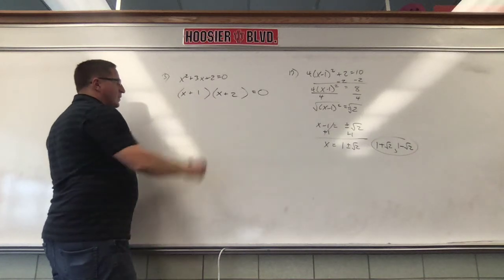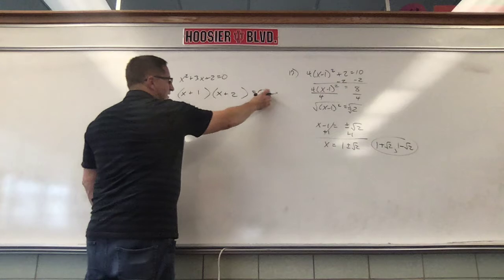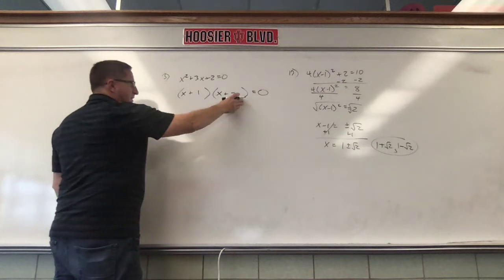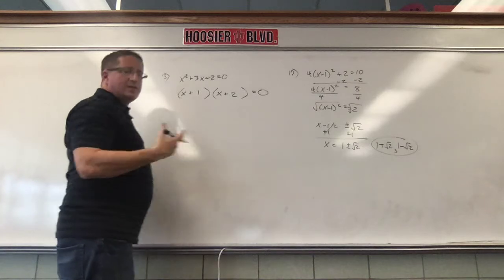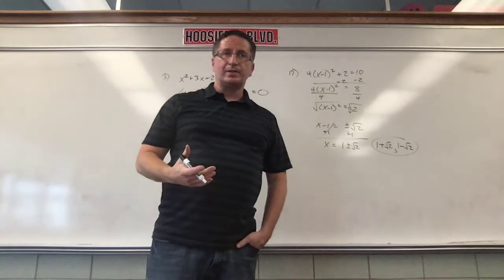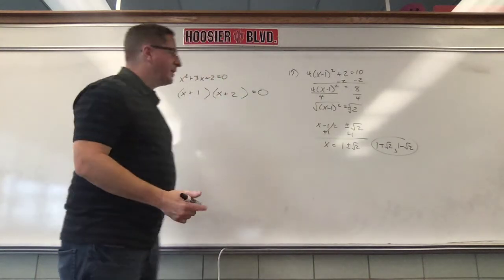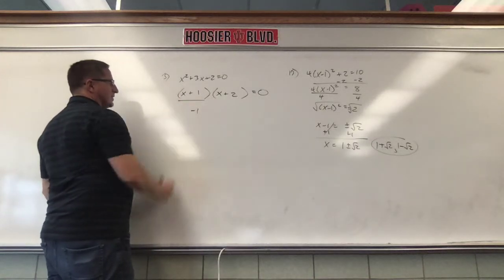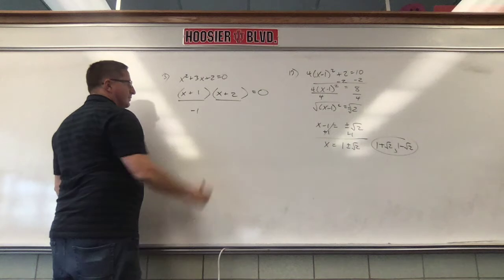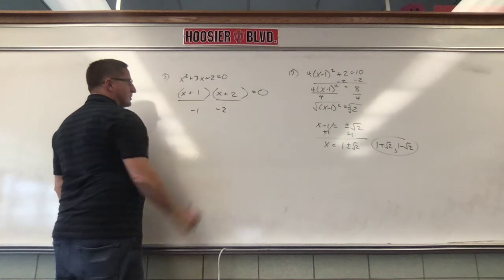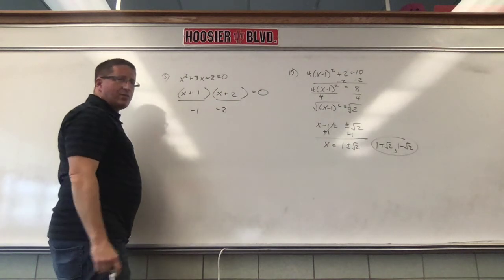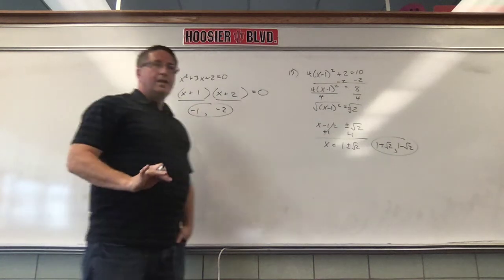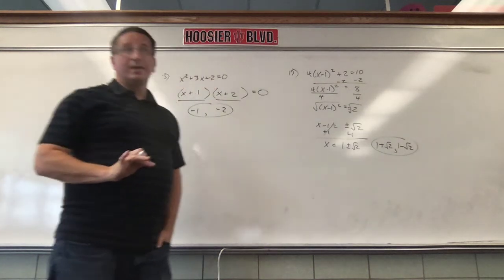Now, we're taking this times this and getting 0. So either this is 0 or this is 0. When I multiply two things together and get 0 for an answer, one of them has got to be 0. So what would make this 0? Negative 1. Negative 1 plus 1 is 0. What would make this 0? Negative 2. Negative 2 plus 2 is 0. So what's the answer? Negative 1 or negative 2? Both of them.